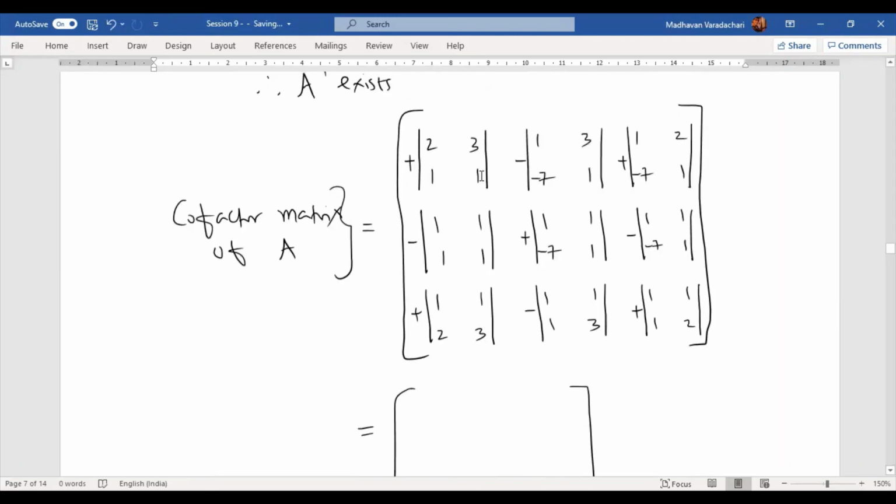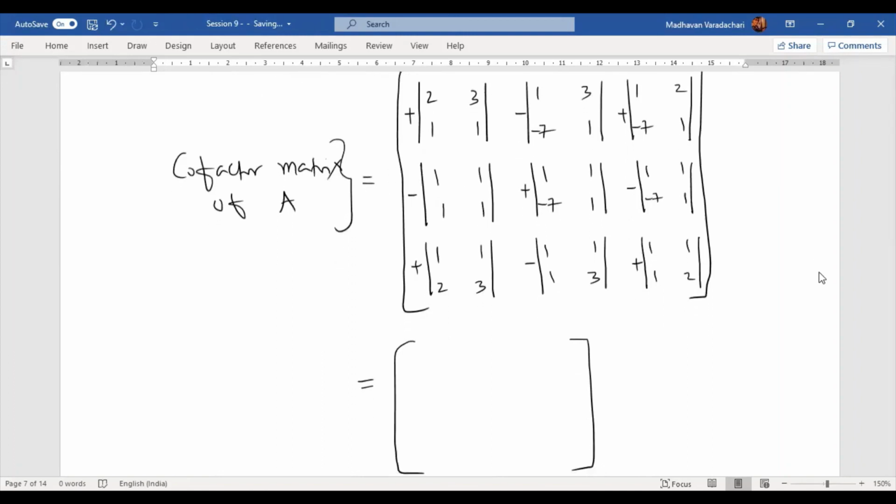Now, 2 into 1, 2. 2 minus 3, minus 1. There is a positive outside, so the result will be minus 1. Here, 1 into 1, it is 1. 1 minus of minus 21, it becomes plus 21. 1 plus 21 is 22. There is a negative outside, it becomes minus 22.